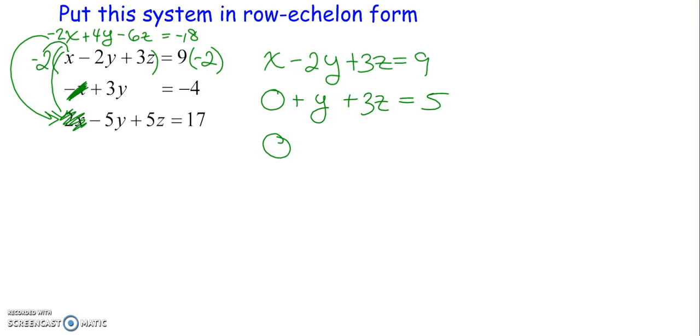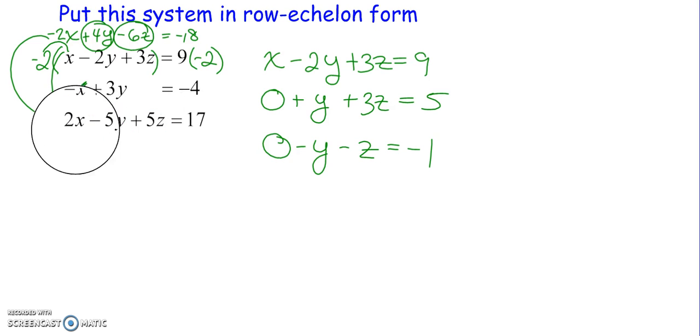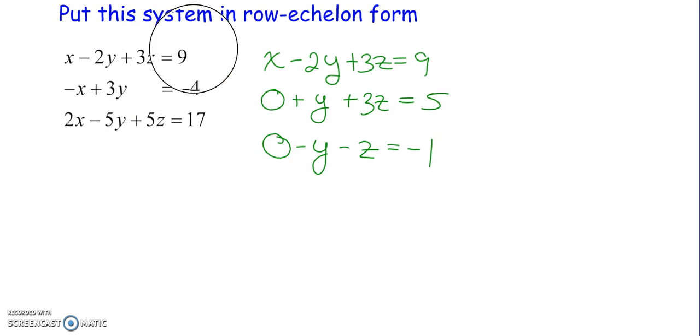That's important. Next up, I've got 4y and negative 5y. Those are going to add to negative y. Good. I've got negative 6z and positive 5z. Those add up to negative z. And I've got negative 18 and 17. That adds up to negative 1. Good. So that's really the first two steps of row echelon form, because the first two steps of row echelon form, again, are getting 0 here and 0 here.